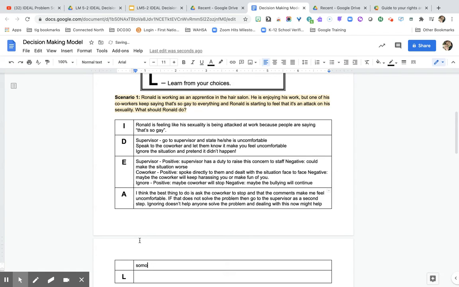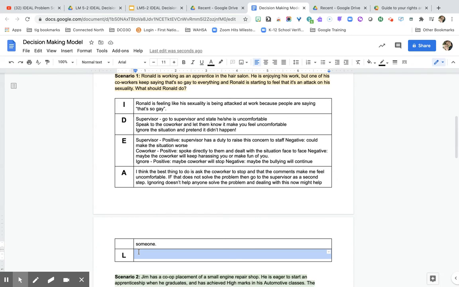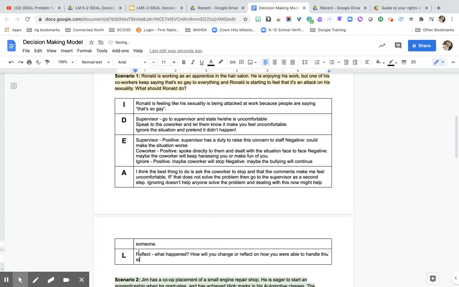And then I guess in this case, you wouldn't answer L yet, because once you've made that decision, you're going to reflect on what happened. How will you change the results? Change or reflect on how you were able to handle this situation.